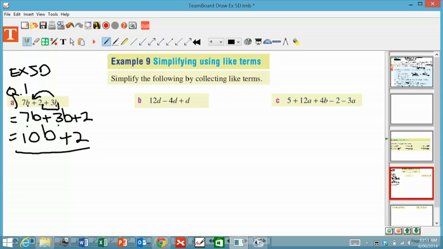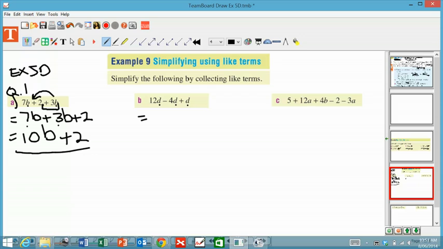Okay, here we've got 12D minus 4D plus D. So each of these are like terms. We've got 3 like terms here that we can deal with. So equals underneath. I'm going to do one at a time. So we can actually add and subtract all these guys. So I'm going to, again, use our BIDMAS. So adding, subtracting, left to right.